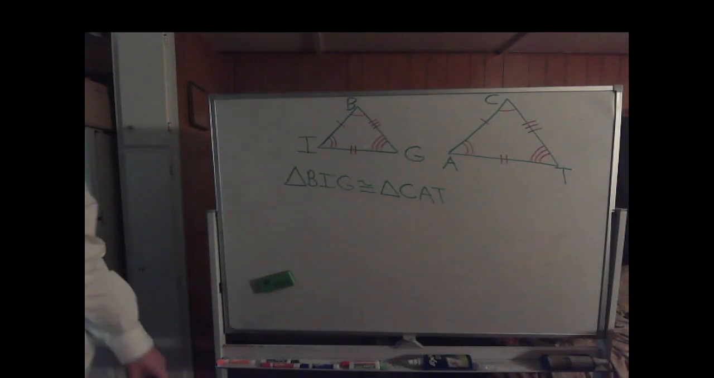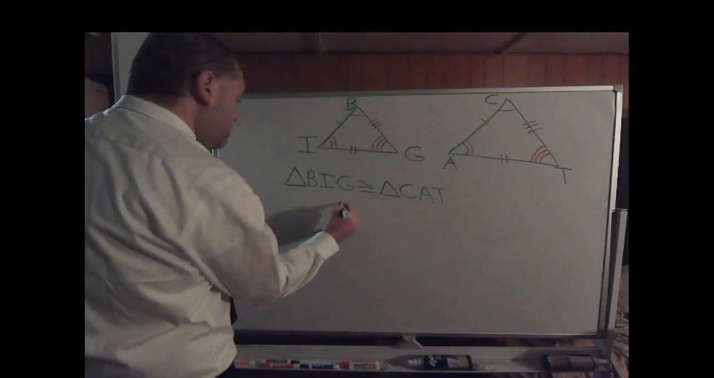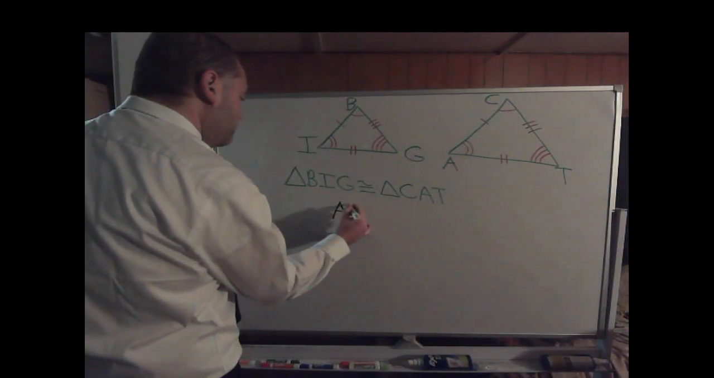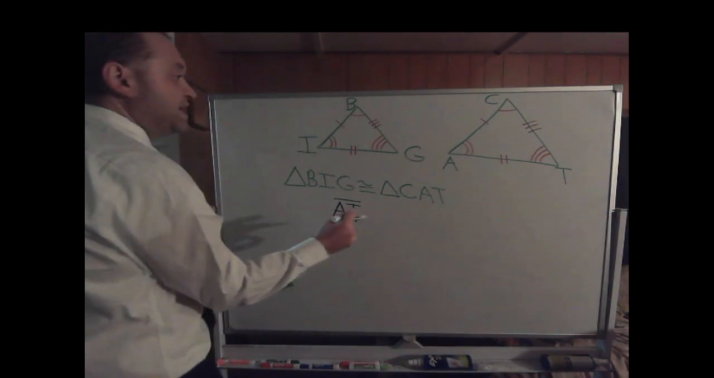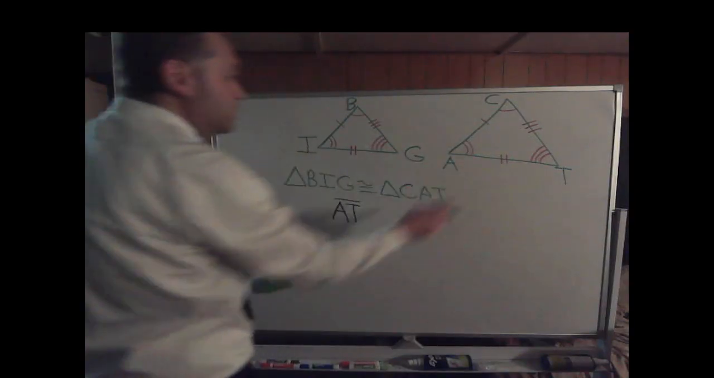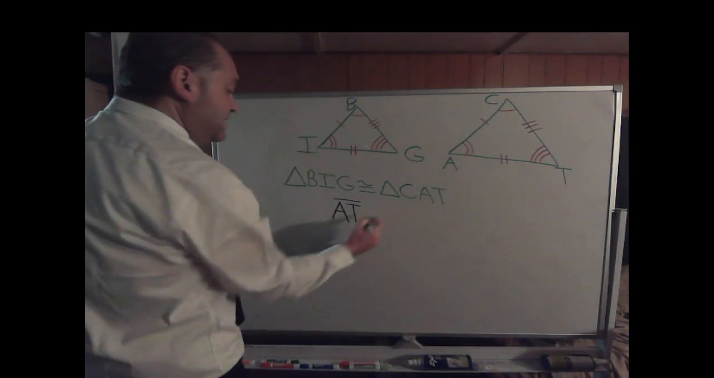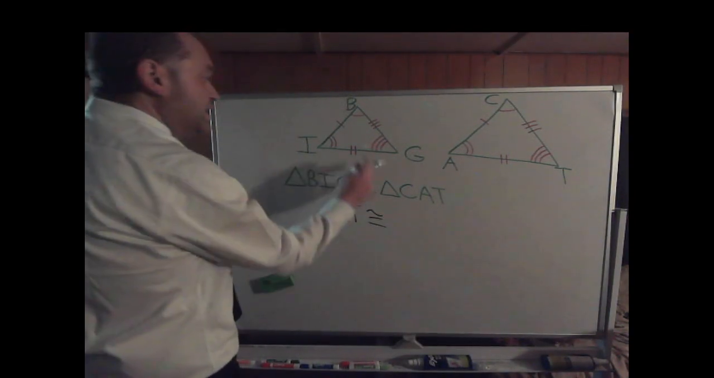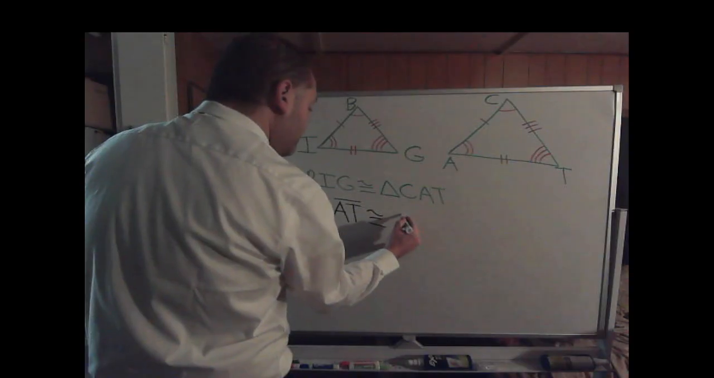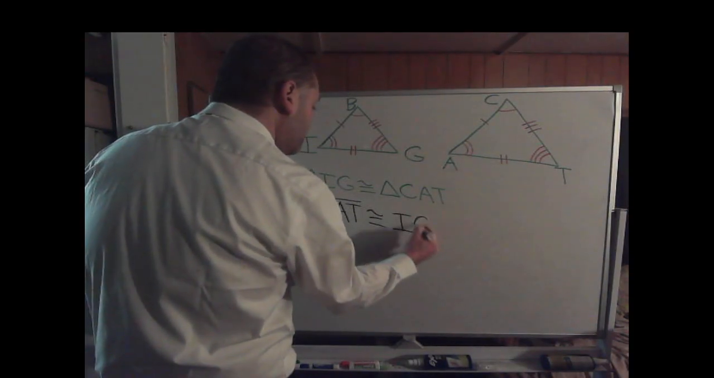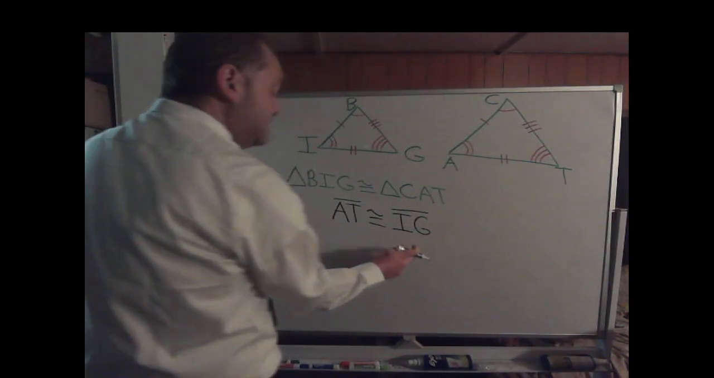Now, what side of the other triangle is congruent to side AT? Well, I think it's obvious. Side IG would be congruent to side AT.